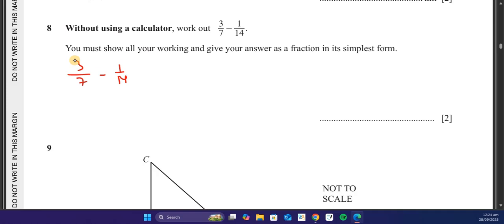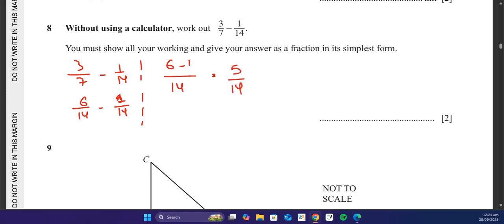So that would mean 3 into 2 and 7 into 2. So that would mean 6 over 14 minus 1 over 14. And that would give us 6 minus 1 over 14. And that is 5 over 14. And that is our final answer. Pretty simple, right? 5 over 14.